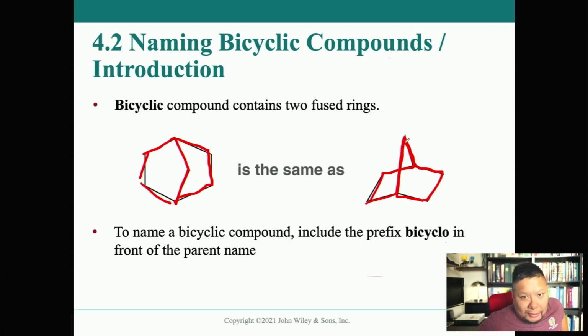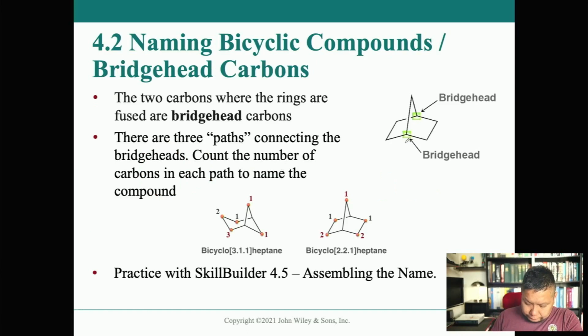To name a bicyclic compound, include the prefix bicyclo in front of the parent name. It sounds simple enough. Now, naming bicyclic compounds: the bridgehead carbons. The two carbons where the rings are fused are the bridgehead carbons. So that's these right here. There are 3 paths connecting the bridgeheads, 1, 2, 3. Count the number of carbons on each path to name the compound.